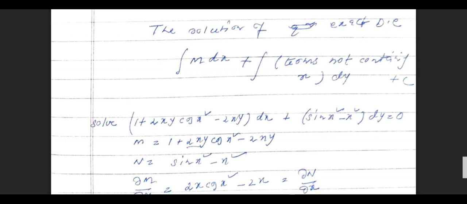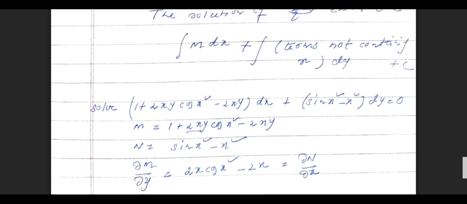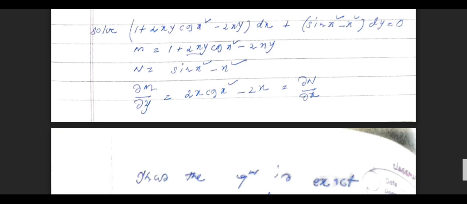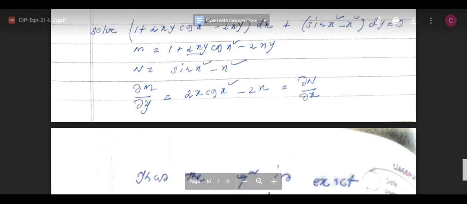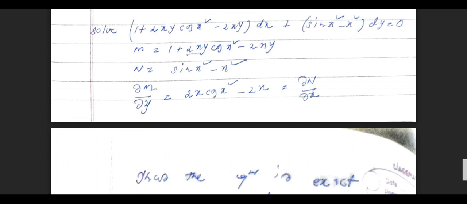Like, I will explain this, one problem is there. The equation is (1 plus 2xy cos x square minus 2xy) dx plus (sin x square minus x square) dy equal to 0. So M is 1 plus 2xy cos x square minus 2xy, and N is sin x square minus x square. Then you have to check whether del M by del y and del N by del x are equal. You have learned partial differentiation. You find del M by del y, and check whether it is equal to del N by del x. You just check and let me know.